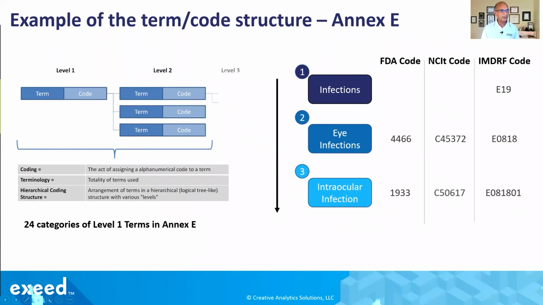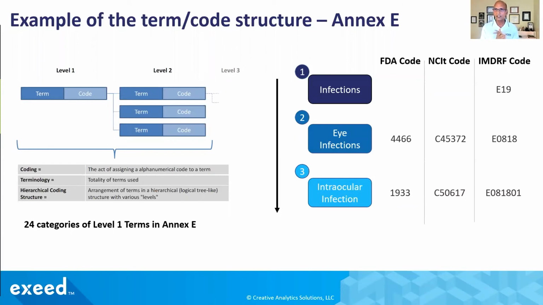And these are the codes. They may not mean much at this point of time, but know that there is an FDA code, an NCIT code, and an IMDRF code mapped to the same term. So when this code is used in the database, you can compile all the data. For example, if you want to know the baseline rate of intraocular infection, you will look up either 1933 or E081801 or C50617, and look at what is being reported as an aggregate. So now this kind of coding and mapping becomes important.